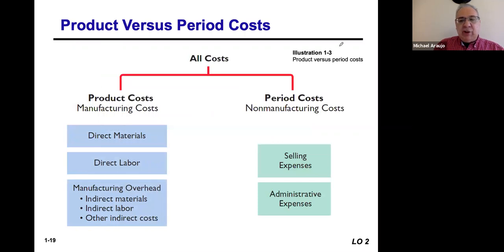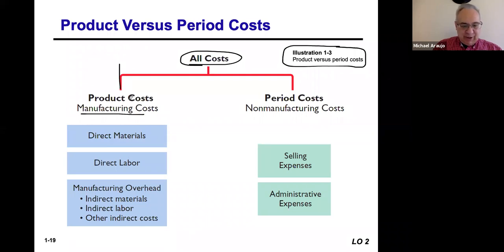All right, so this illustration I recommend that you have handy, because you're going to need it for upcoming work. So when you look at all the costs that are involved in manufacturing, we break it into product costs. So these are directly related to the manufacturing of a product: direct material, direct labor, and the manufacturing overhead. And then you also have what we consider period costs, which are, again, all the other costs of the business that are not manufacturing based.